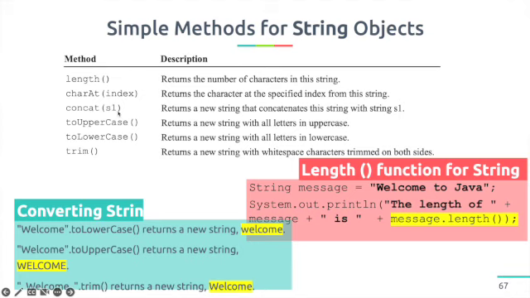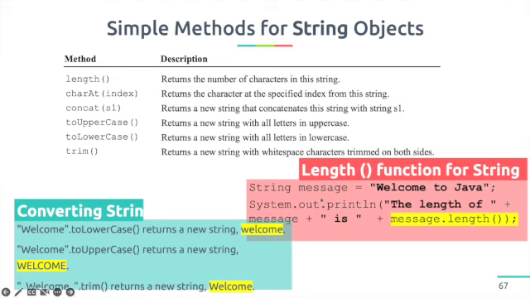toUpperCase will return a new string, which is the uppercase version of the original string. toLowerCase will return a new string, which is the lowercase version of the original string. So if it had any capital letters, it will turn them to lowercase letters in a new string. It will not change the original string. The trim method will return a new string with the white spaces trimmed on both sides. So if I have white spaces at the beginning and the end, they will be removed.